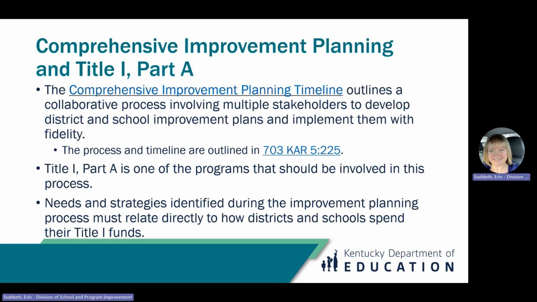Through this intentional process, schools and districts identify priority needs, strategically allocate resources, and monitor results to meet the needs of all students and close achievement gaps among identified subgroups. Although this presentation is focused on Title I Part A's relationship to the comprehensive improvement planning process, these same concepts apply to other federal funding sources as well. Other title programs such as Titles 2, 3, 4, and 5 may be used to support various needs identified during the process.